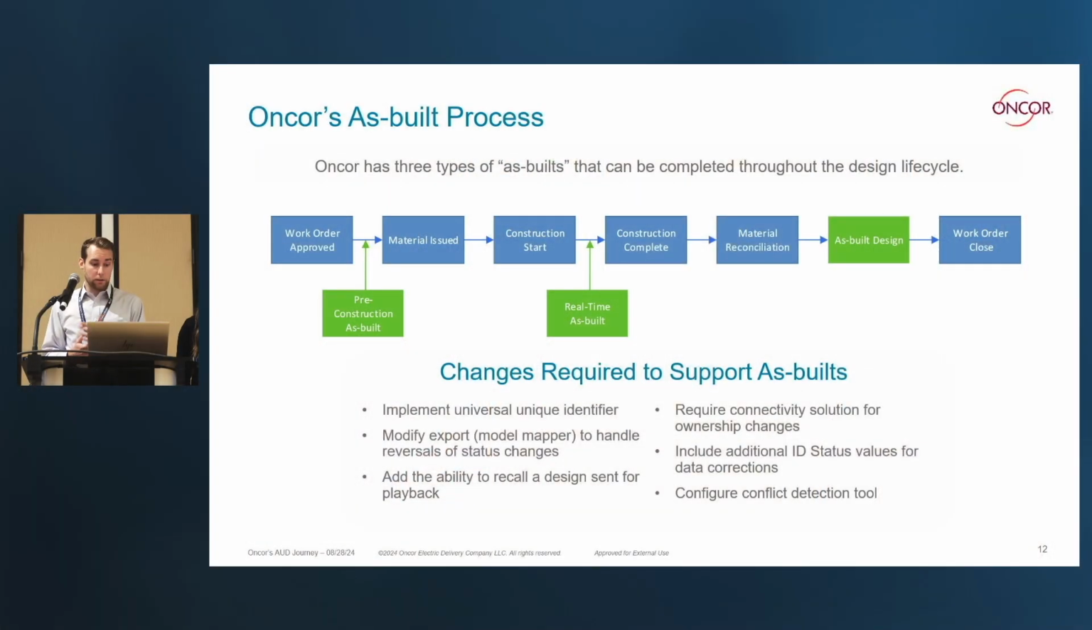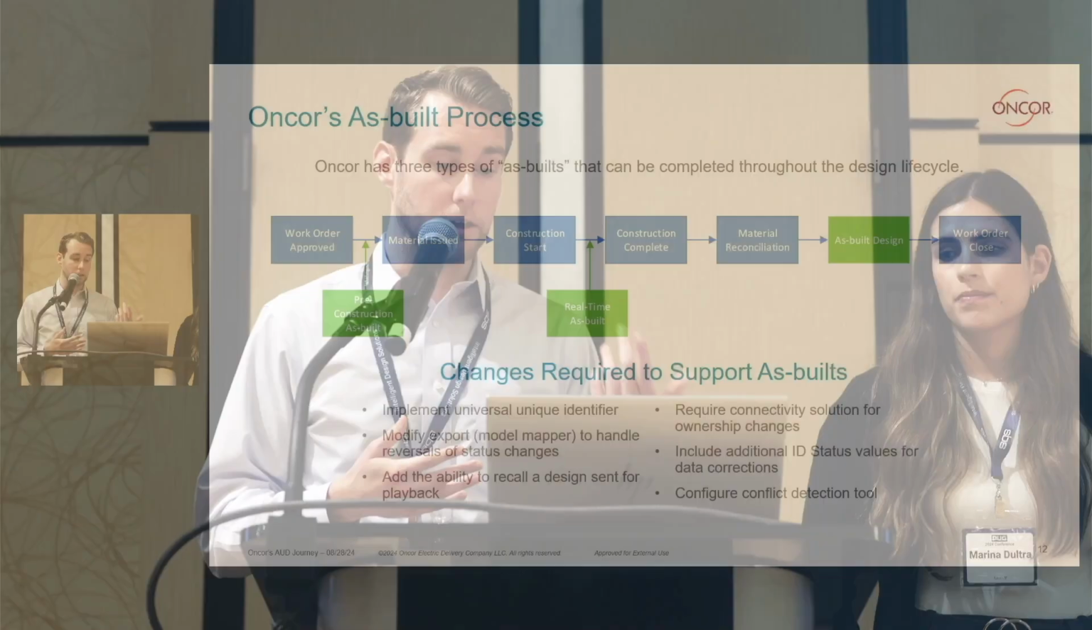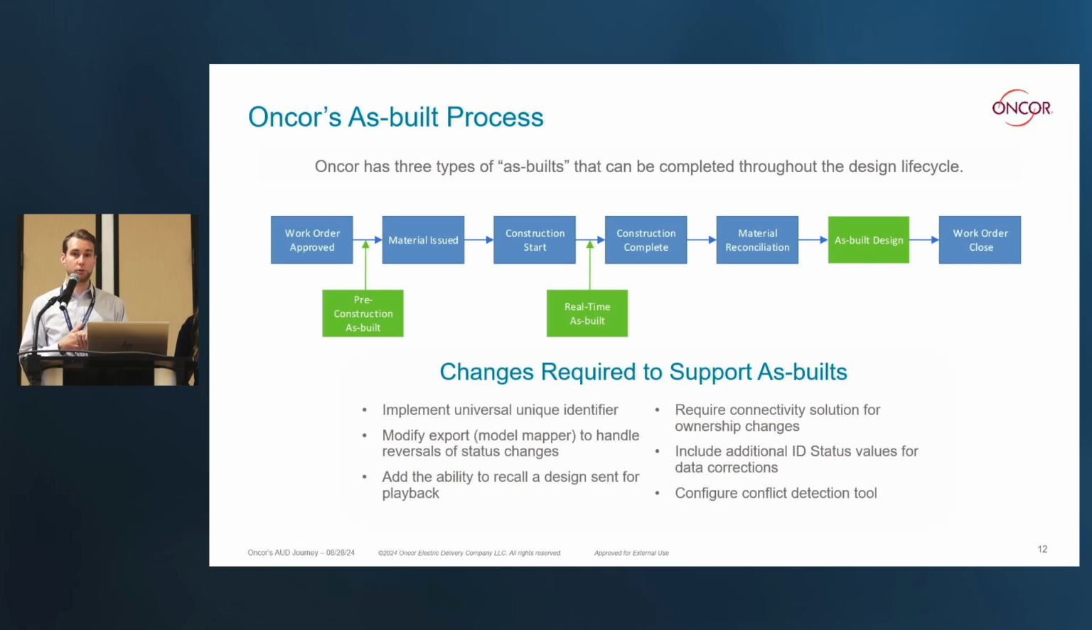The third thing here is the ability to recall design. People mess up. Sometimes we might just want to simplify this process. If a designer realizes they sent something to playback and they now know that they want to do a different change, we wanted a way to pull that out of the queue so that it doesn't get played back and then subsequently go all the way downstream to our OMS. So we have a request here to make sure we can pull back a design that gets sent to playback to avoid those scenarios. And then lastly here, we've got the connectivity solution.